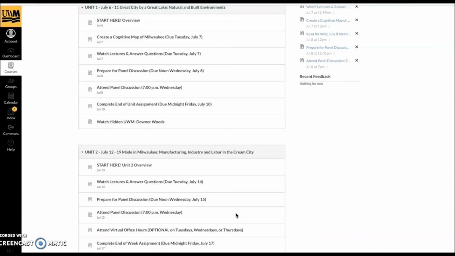And don't forget about our Friday Hidden UWM feature. Last week, you learned about Downer Woods, and this week, fittingly, you'll be introduced to several exciting and cutting-edge data and AI-related initiatives at UWM, including the Lubar Entrepreneurship Center, the Connected Systems Institute, and the Northwestern Mutual Data Science Institute.